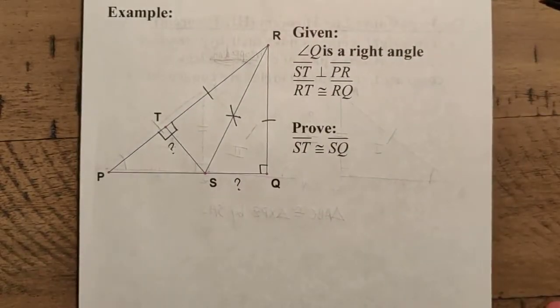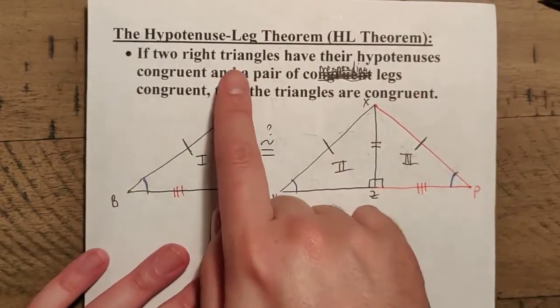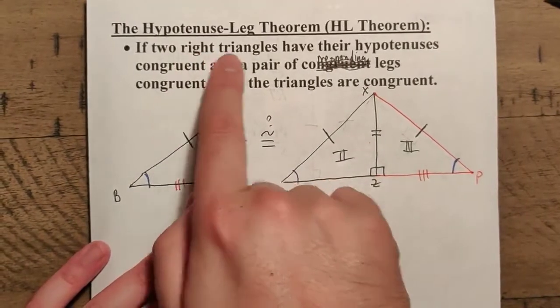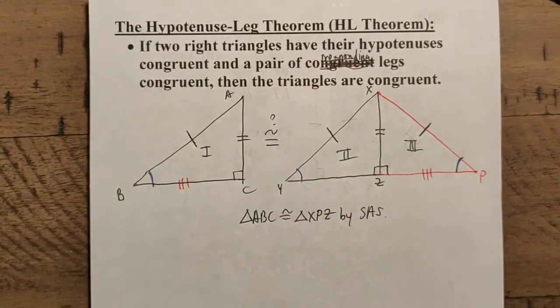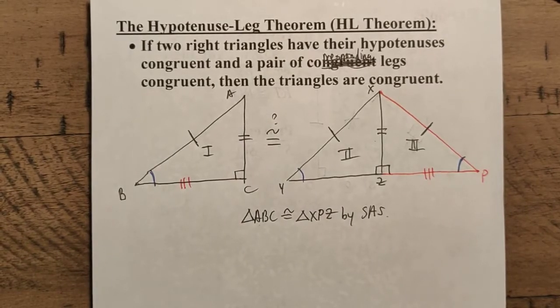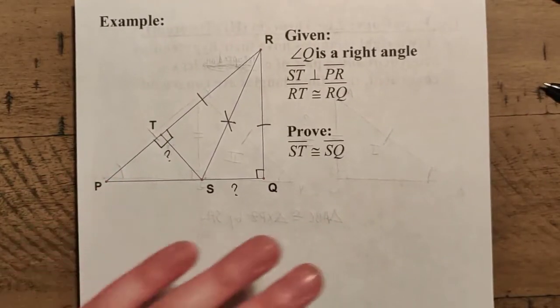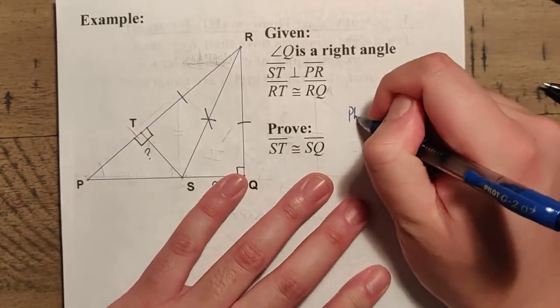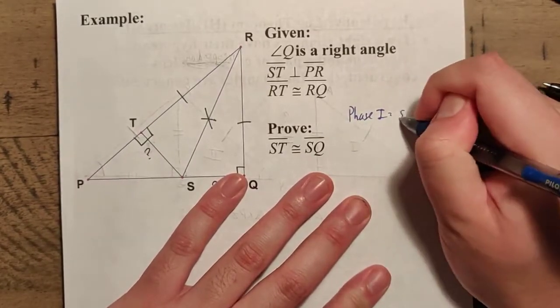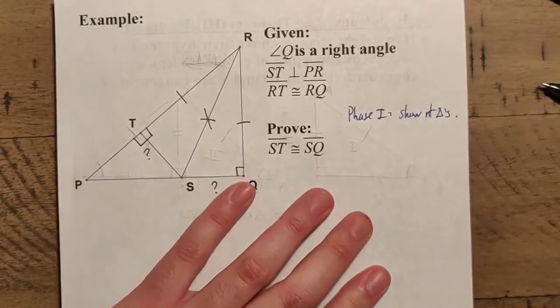Now, the most important thing, remember, when we talked about hypotenuse-leg, was the fact that they were right triangles. So in order to use the hypotenuse-leg theorem properly, we have to ensure that we have right triangles. So there are actually two phases here. Our proof is going to be divided into two phases. Phase one, we want to show the right triangles.